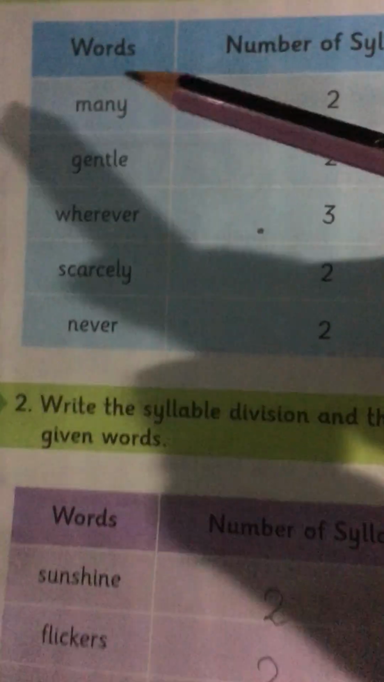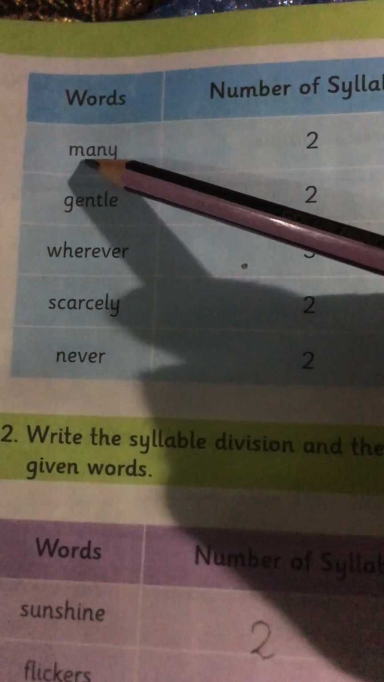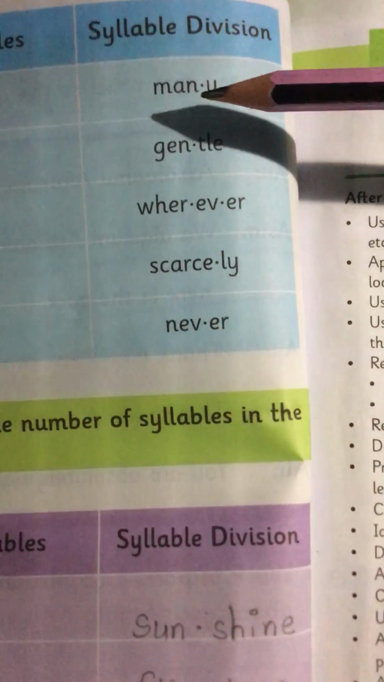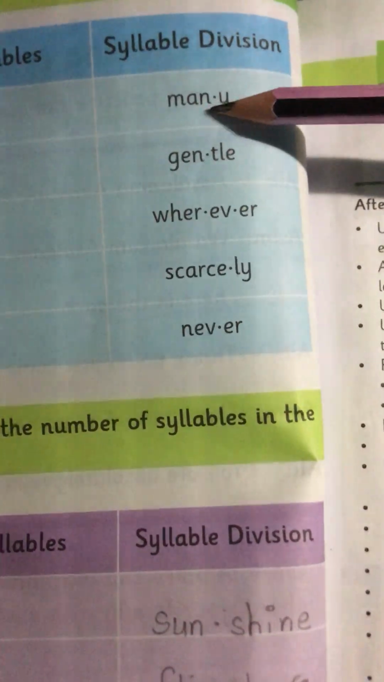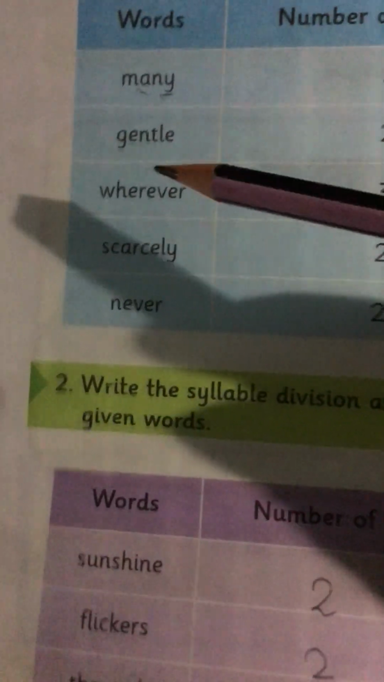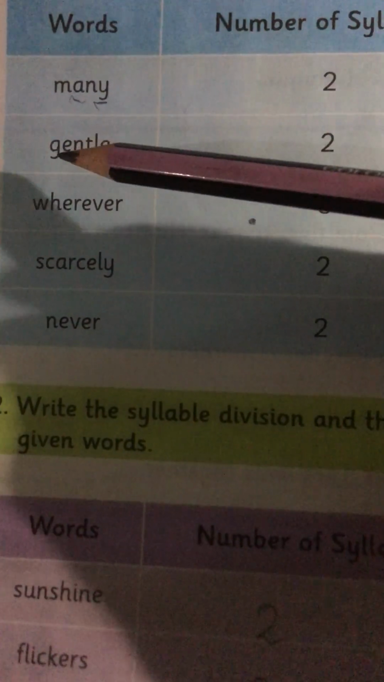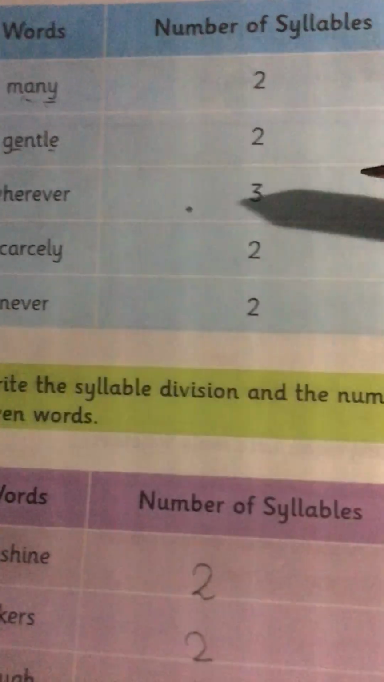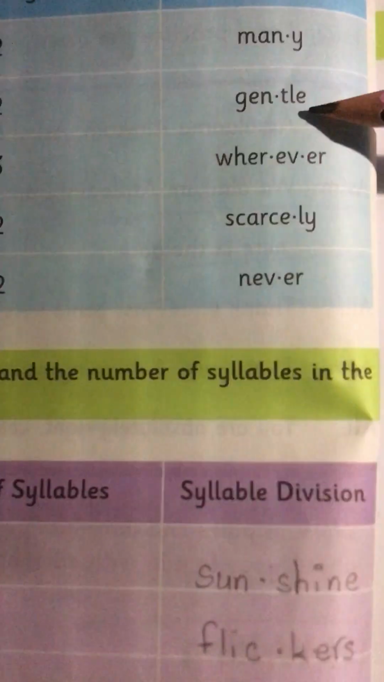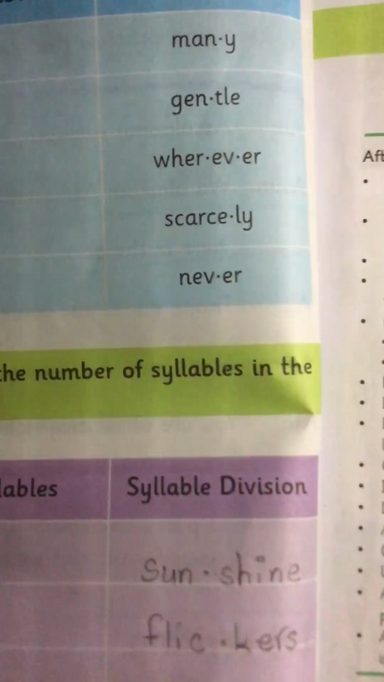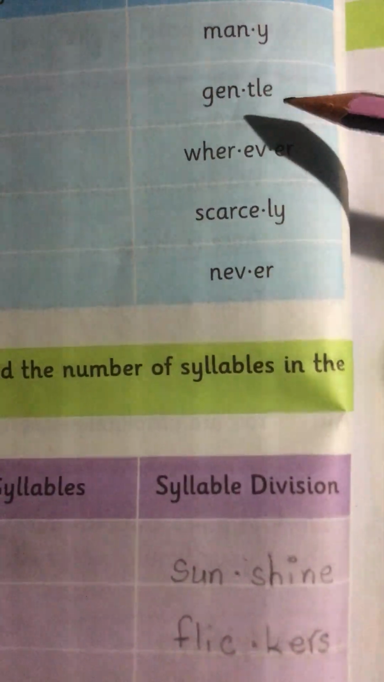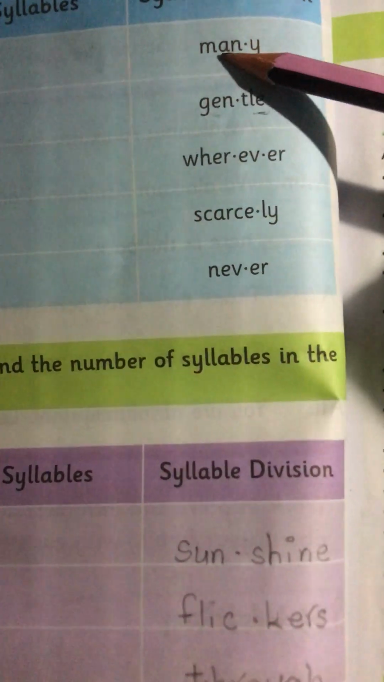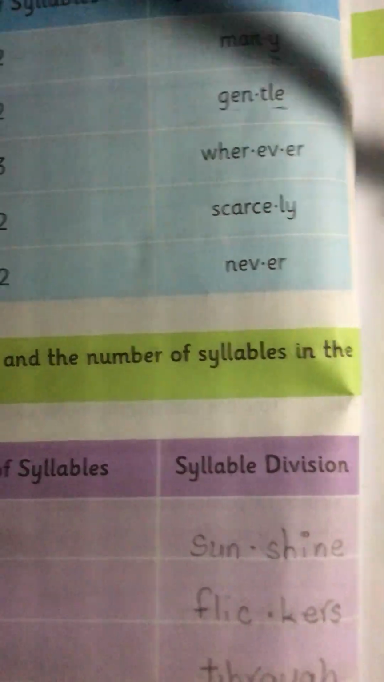As you know, many is having only one vowel, but y is a semi vowel, so this is a two syllable word. So they have divided it as man, y, many. Gentle: as you know, e is repeated, that's why they have divided it in two parts. Gen, tle. This is a two syllable word, as e is repeated two times. E is a vowel and it is repeated two times.